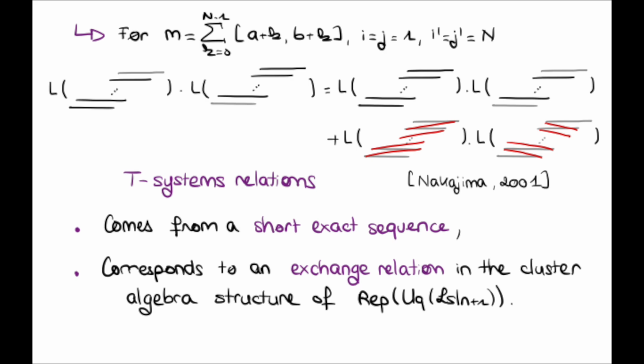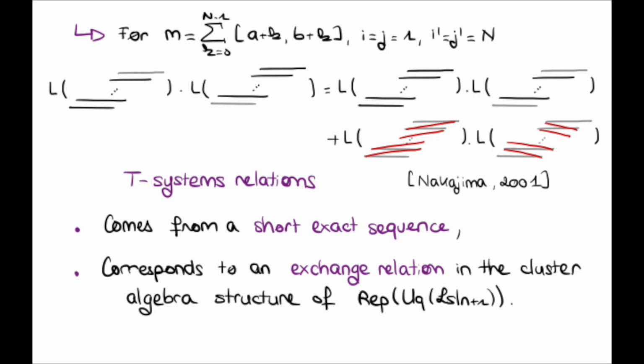And this is actually a well-known relation called the T-system relation. It was established by Nakajima in the early noughts. It's an important relation on the quantum integrable system side of things. It comes from a short exact sequence. And it actually corresponds to an exchange relation in some cluster algebra structure associated to this category of representations.